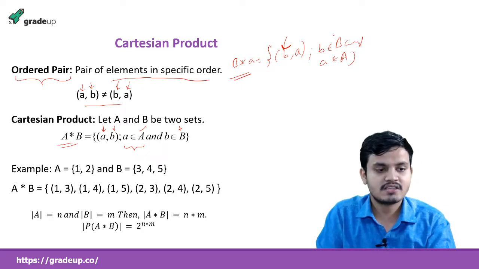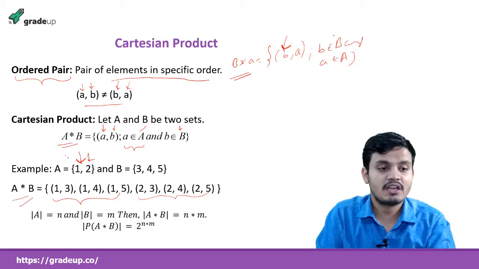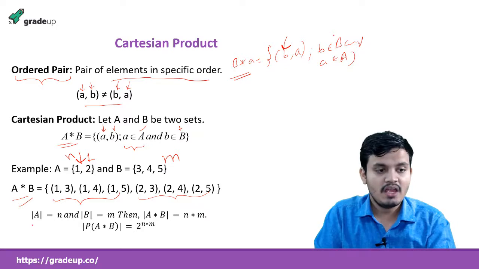We will see an example to understand it better. A is {1, 2} and B is {3, 4, 5}. When you take the Cartesian product, you pick this element 1 and fix it, then with 3, 4 and 5, these 3 elements are there, and with 2 similarly you get 3 more elements. So can you say how many elements are there in the Cartesian product? If A consists of n elements and B consists of m elements, how many elements are there in A cross B?